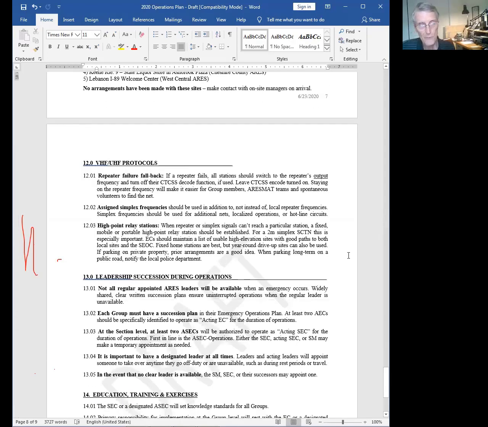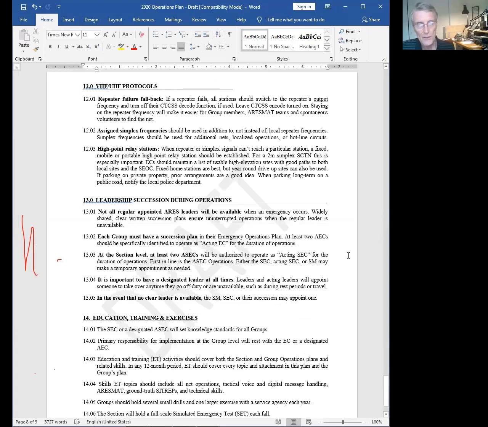The VHF, UHF protocols, we cleaned this up a little bit. We used to tell people if the repeater failed, go to your simplex channel. Well, it got pointed out to us quite a few times that that was probably not a good way to do it, because if you've got people showing up on the repeater who may not even be members, but wanting to find out if they can help and know what's going on, then you want to be on the repeater frequency.